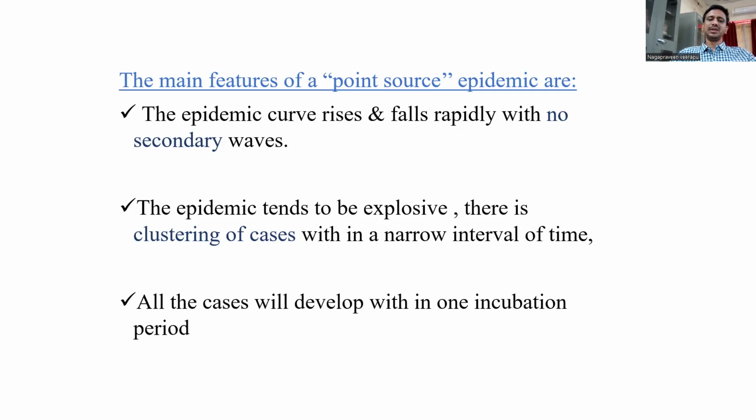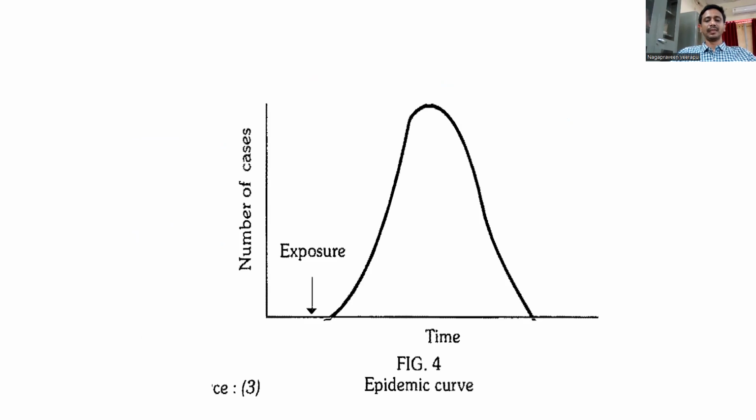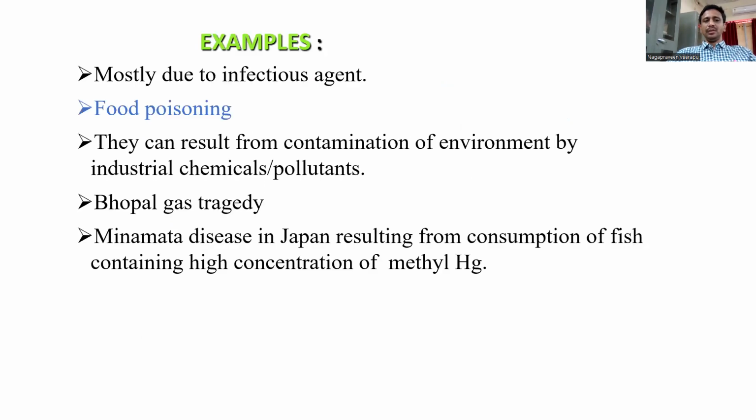The epidemic tends to be explosive. There is clustering of cases within a narrow interval of time. All cases will develop in one incubation period. Most point source epidemics are due to infectious agents. The example I have already given is food poisoning. They may also be the result of contamination by industries, like the Bhopal gas tragedy.